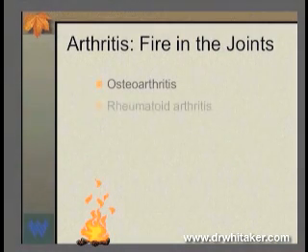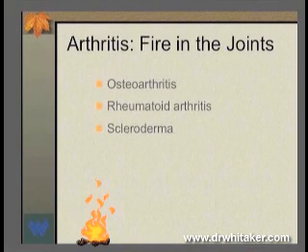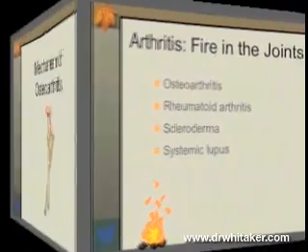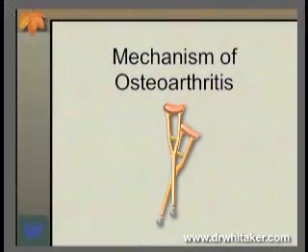virtually all of them. Rheumatoid arthritis, very common. Scleroderma, similar to rheumatoid arthritis, as is systemic lupus. They're similar to rheumatoid arthritis. But all of them will come in as osteoarthritis.